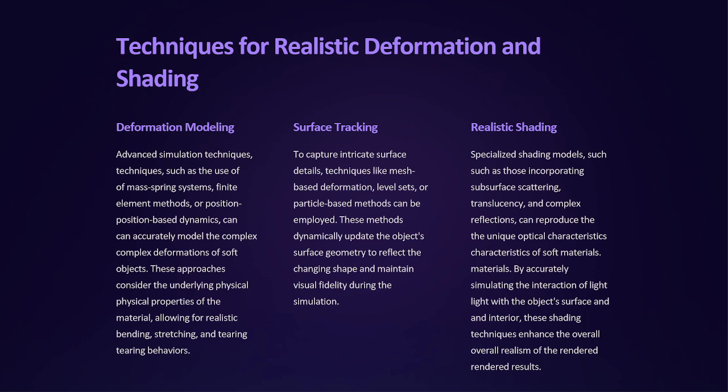The third technique used is realistic shading. Specialized shading methods, such as incorporating subsurface scattering and complex reflection, can produce the unique optical characteristics of soft materials. By accurately simulating the interaction of light with the object surface and the interior, this shading technique enhances the overall realism of the rendered result.